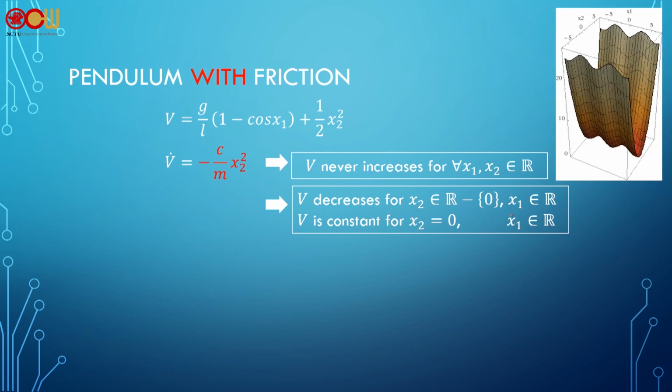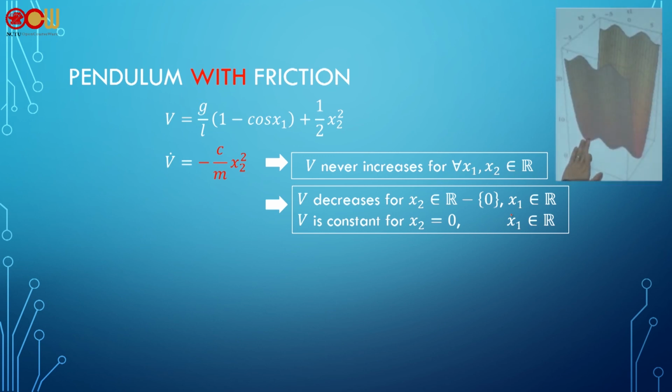Can you imagine this? If the slope of V is 0, that could be at different locations. And at these different locations, V is not 0 because x1 is not 0. So for example, if x2 is 0, it's on this line, right? X2 is 0 and x1 could be any value, anywhere on this line. V is constant, but x1 can be anywhere. And if you are here, the V value is greater than the V value here.